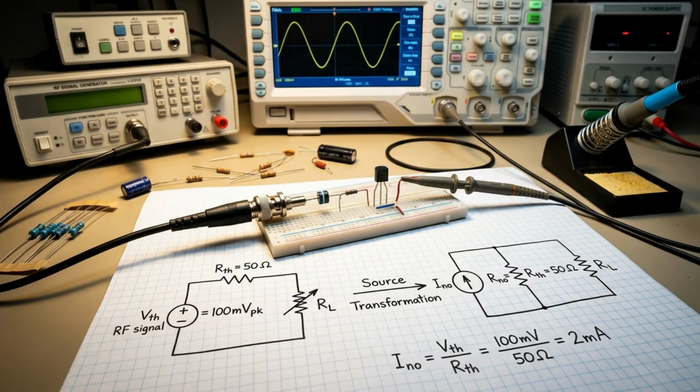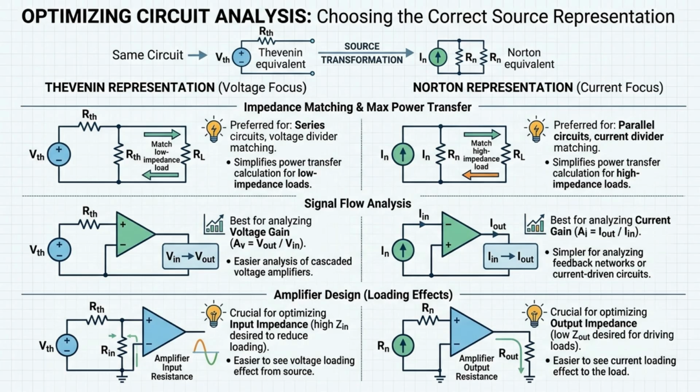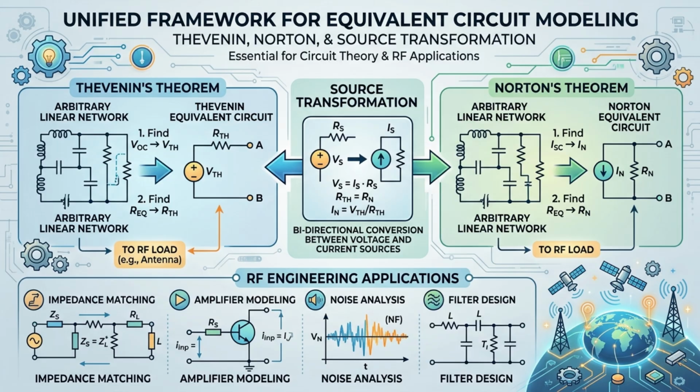In RF and analog systems, source transformation is a key tool for analyzing signal sources and impedance relationships. Many small signal models of transistors and amplifiers can be represented in either voltage or current form depending on the analysis approach. This flexibility is important in impedance matching, signal flow analysis, and amplifier design. Choosing the correct source representation can significantly simplify calculations and improve understanding of circuit behavior. Together with Thevenin and Norton theorems, source transformation forms a unified framework for equivalent circuit modeling, which is essential for both circuit theory and RF engineering applications.